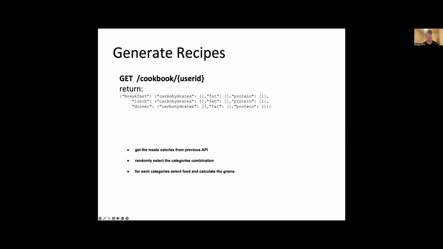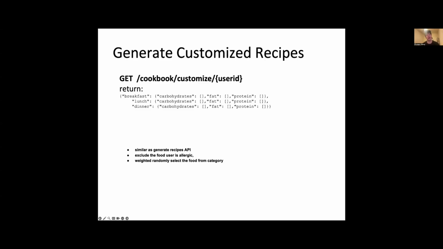The generate recipe API generates the meal plan for a day. It randomly selects the calorie combination, and for each category selects food and calculates the grams the user should eat. The calories come from the previous calculate API. And the customized recipe is where we exclude the food the user is allergic to and weighted randomly select the food from categories based on the user preference. And next person will show the demo.